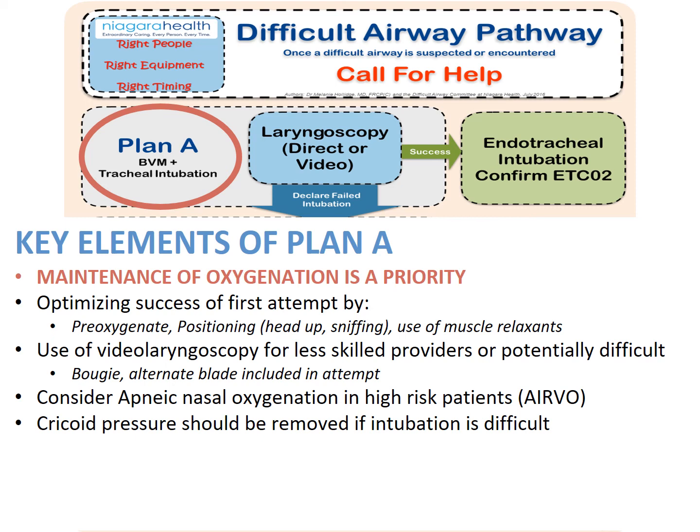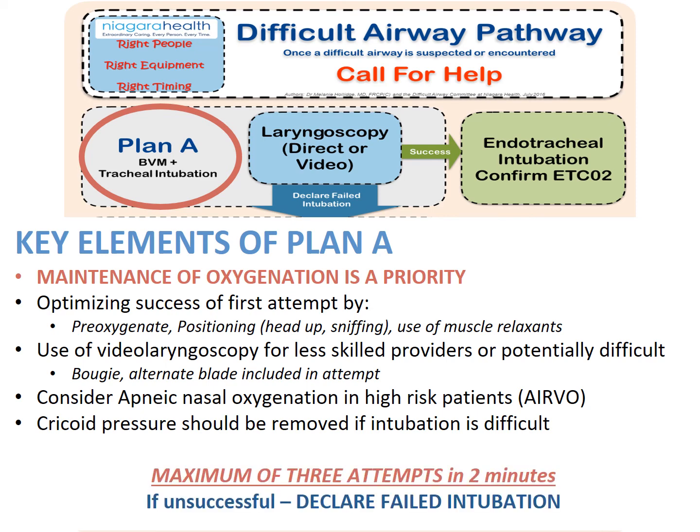Cricoid pressure, if you're using it for a rapid sequence, should be removed if difficulty in intubating is encountered. And there is an absolute hard and fast rule here, maximum of 3 attempts in 2 minutes. If you are unsuccessful, you must declare that you have a failed intubation and move on to Plan B.